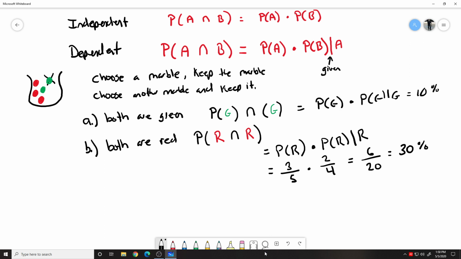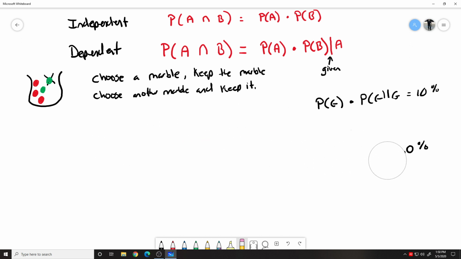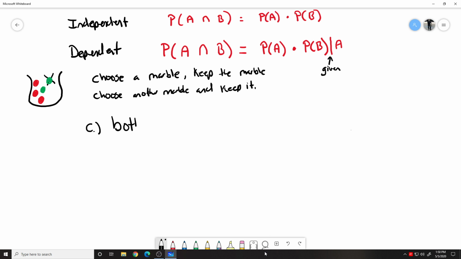Okay, let's do a couple other questions. I don't want to erase this, so let's just do a couple more. We'll do 2 more as an example. Okay, so this would be C. What's the chance that both are different?